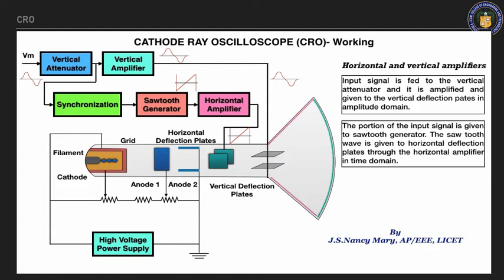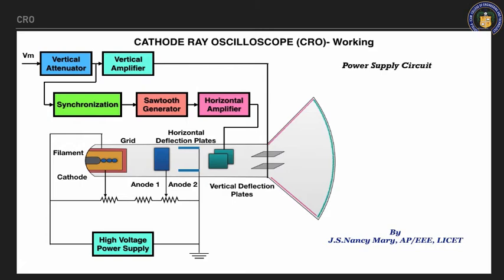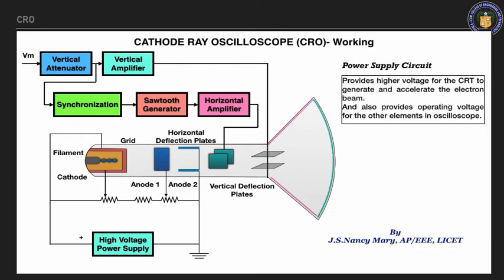After this, we are going to have the power supply circuit. The power supply circuit is provided to give the supplies to the cathode and the anode. Why are we giving the supply? To generate the electron beam, to trigger it. So this is regarding your power supply circuit.